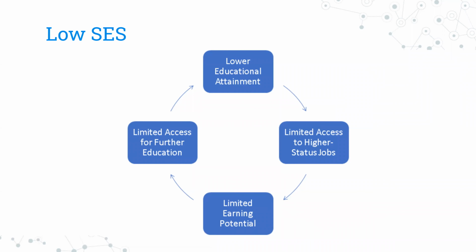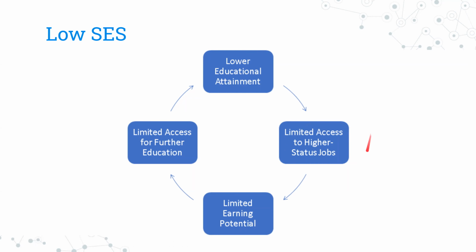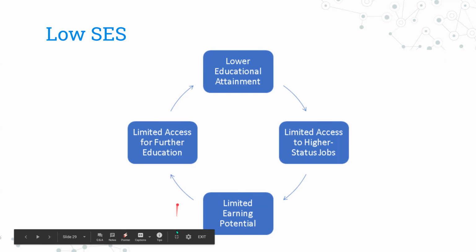So lower socioeconomic status, lower educational attainment leads to limited access to higher status jobs, leads to limited earning potential, leads to limited access for furthering your education. And it's this vicious cycle that just goes around and around.